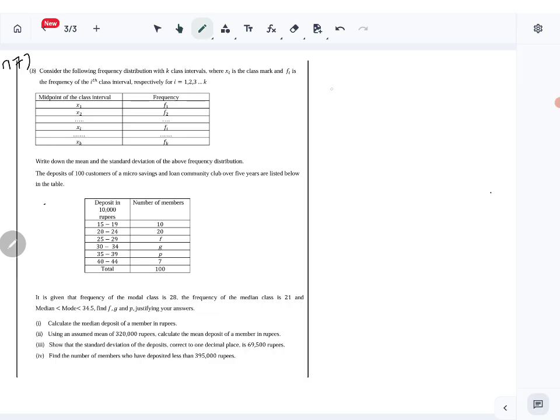Right, this is just theory. What is mean? X bar is what? You take frequency into xi, the midpoints, sigma i goes from 1 to k, over sigma fi, the frequency of the ith class, i goes from 1 to k. You add the frequencies and divide by that.